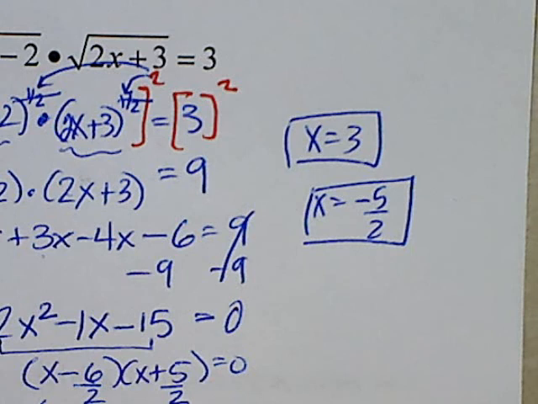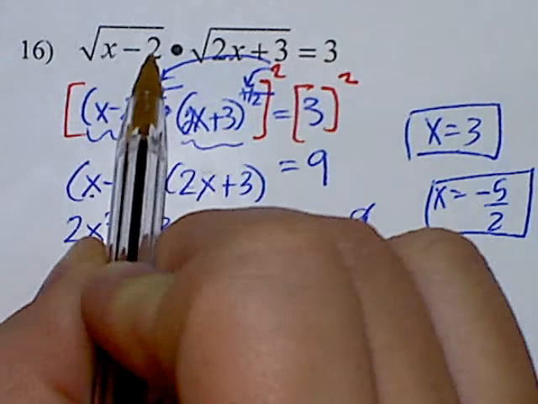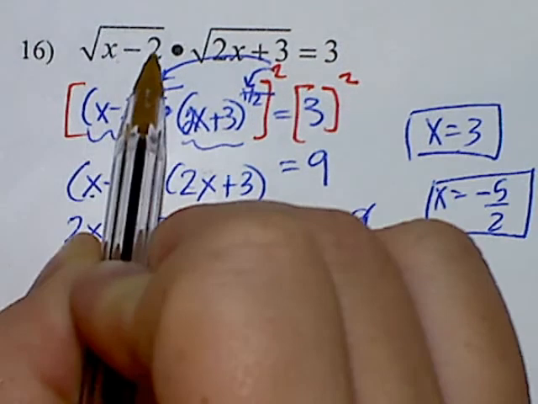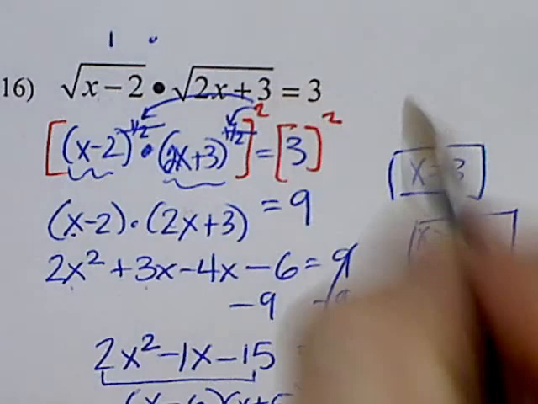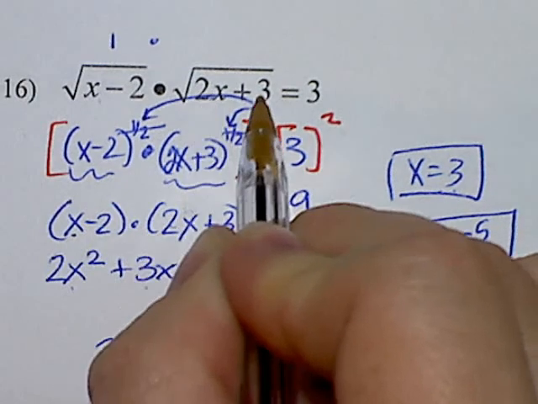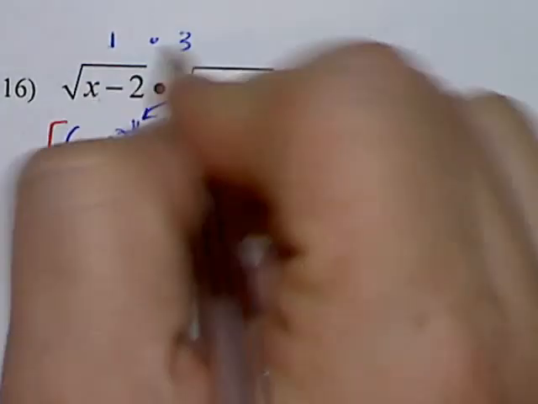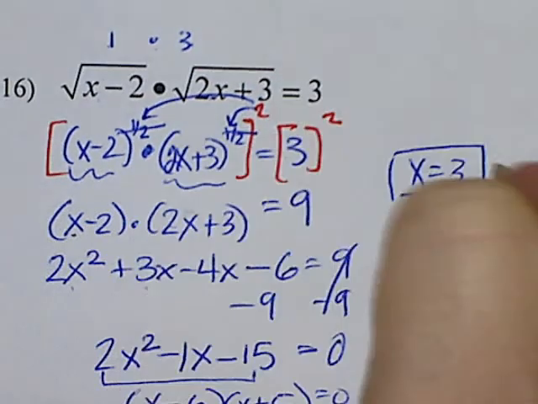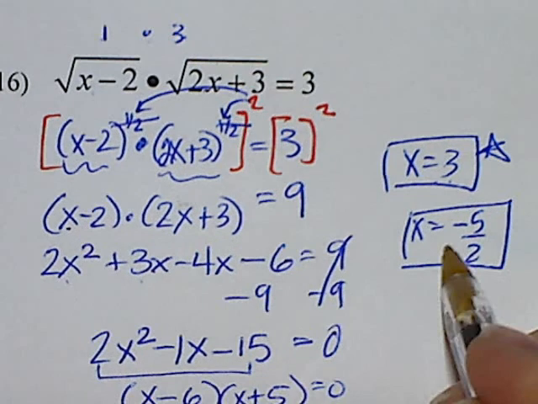So I'm going to start by plugging in 3. 3 subtract 2 is 1. Once again, 3 subtract 2 is 1, and the square root of 1 is 1. Now over here, 3 times 2 is 6. 6 plus 3 is 9, and the square root of 9 is 3. 1 times 3 equals 3. That means 3 works.